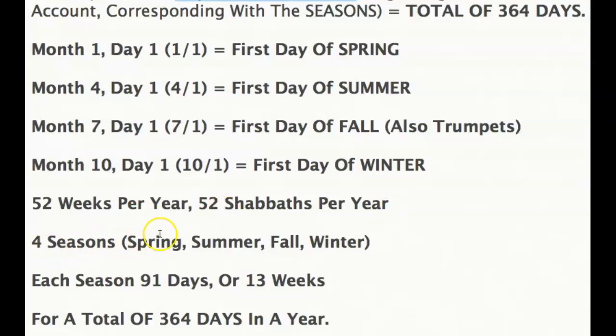There are 4 seasons: spring, summer, fall, and winter. Each of the seasons has 91 days in it, or 13 weeks, because we know there are 4 of them. So 91 times 4 is 364, for a total of 364 days in a year. Now, I know some of you might be wondering, how can there be 364 days if in the Gregorian calendar there are 365, and with the leap year, sometimes 366? So how does that calendar relate and correspond to that? We'll be talking about that later on in the video.